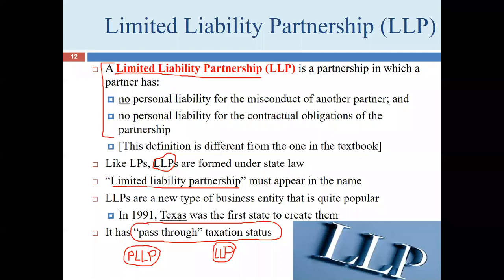And so recently formed professional LLPs will have after their name, let's say, Smith and Brown PLLP. Entities that became LLPs during the initial wave, before we had this alternative, were grandfathered. They don't have to add the P if they don't want to. They can, but they don't have to.